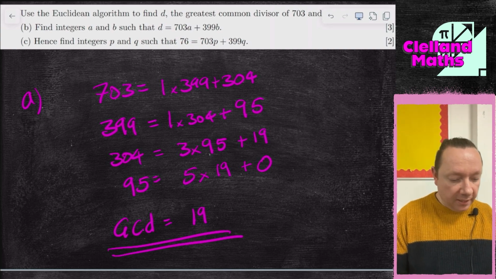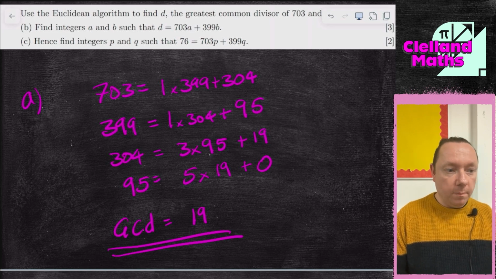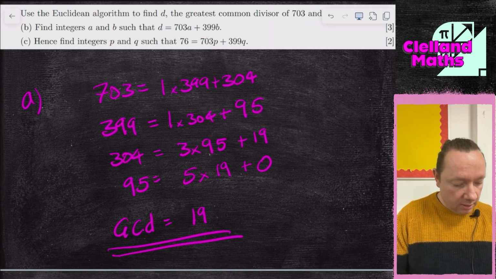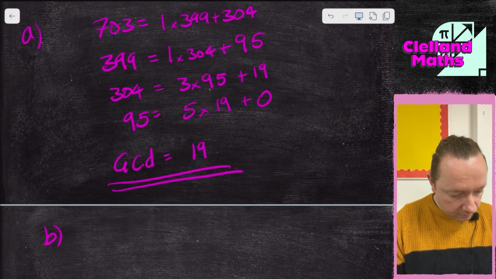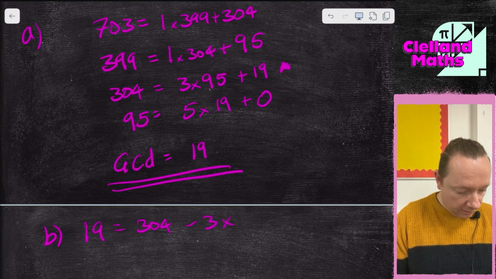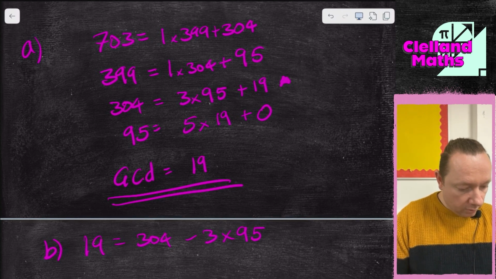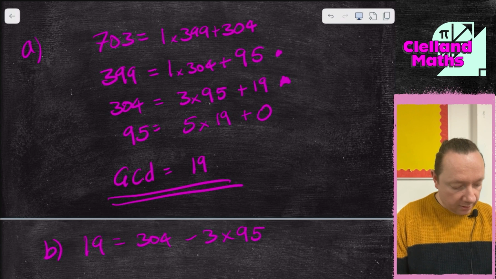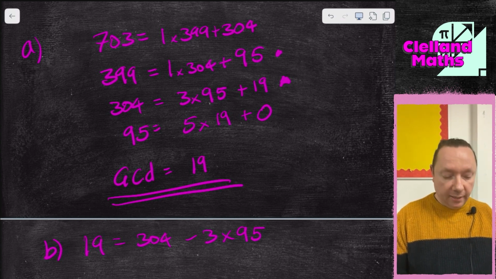Part B, find the answers A and B such that D, which is 19, equals 703A plus 399B. So this is the one where you kind of work backwards. So we start at our second row and we rearrange it. For part B, we know that 19 equals 304 minus 3 times 95. So then we can move up from there and sub in rearranging the 95.